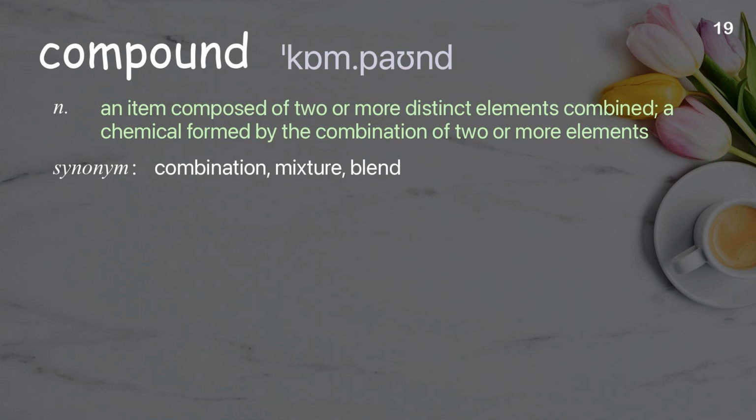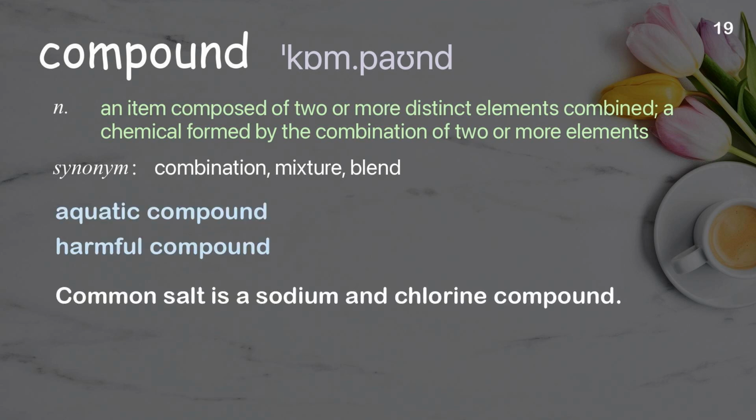Compound. An item composed of 2 or more distinct elements combined, a chemical formed by the combination of 2 or more elements. Examples: Aquatic compound. Harmful compound. Common salt is a sodium and chlorine compound.